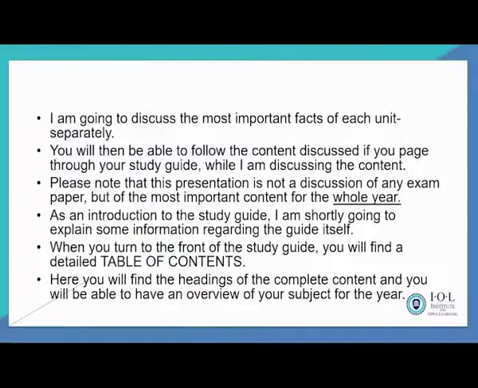I'm going to discuss the most important facts of each unit separately. You will then be able to follow the content discussed if you page through your study guide while I'm discussing the content. Please note that this presentation is not a discussion of any exam paper, but of the most important content for the whole year. As an introduction to the study guide, I'm shortly going to explain some information regarding the guide itself.